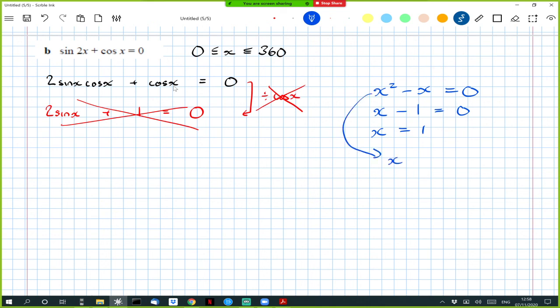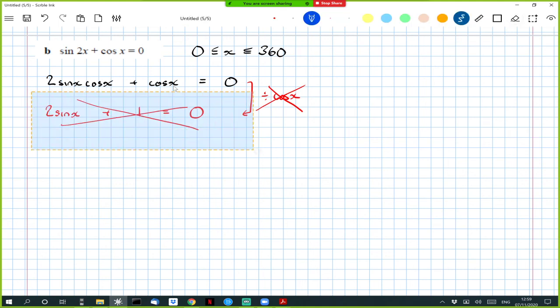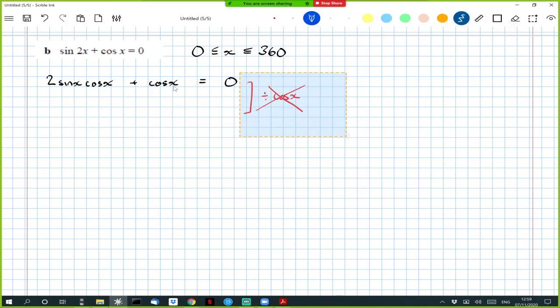What I should have done was factorised, and that way I get both the 0 solution and the x equals 1 solution. So dividing by something, when that thing equal to 0 is a solution to the equation, is a bad thing to do. We shouldn't have divided by cos x there. We should have factorised, because cos x equals 0 is a solution. So they've both got a cos x in common. So we factorise it, we don't lose any solutions.